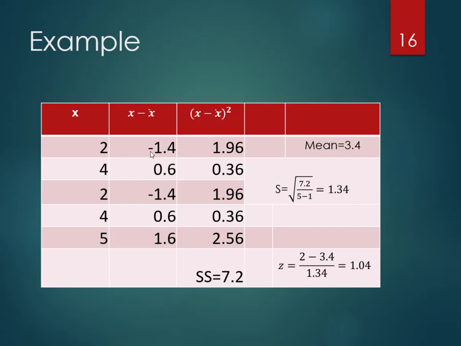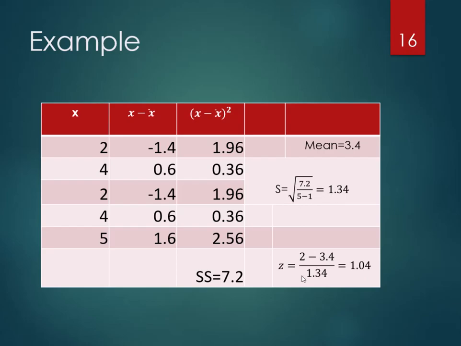So we have 2 minus 3.4, which gives us negative 1.4. We square it, and that gives us 1.96. And we do this for every single score. We add all of those values up. That'll give us our sums of squared, which equals 7.2. We take that 7.2, and we enter it into the equation where we have sums of squared over n minus 1. Our n was 5, so it becomes over 4. So it's 7.2 divided by 4 equals 1.34.